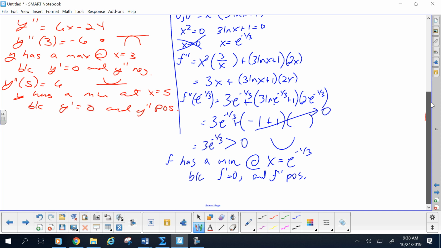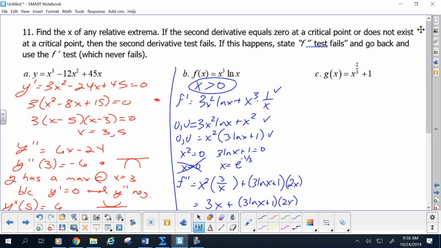Okay, let's go to this bad boy. What's the domain? Can I put in negatives into that or not? Yeah, this is the cube root of x squared, right? Can I cube root a negative? Yes, you can. All right, so the domain is all reals. We're all good. So let's go with the derivative. G prime is?